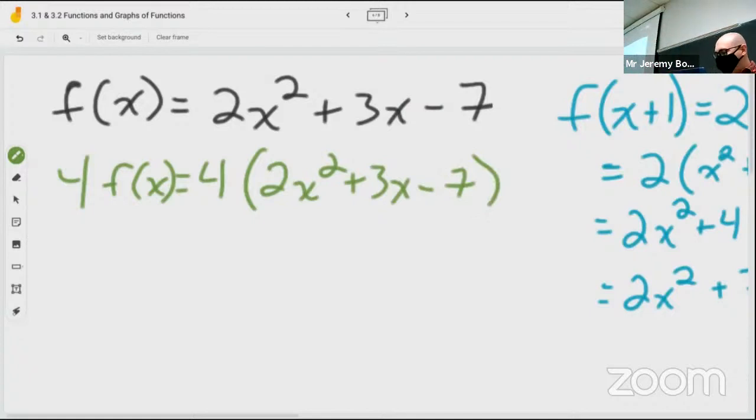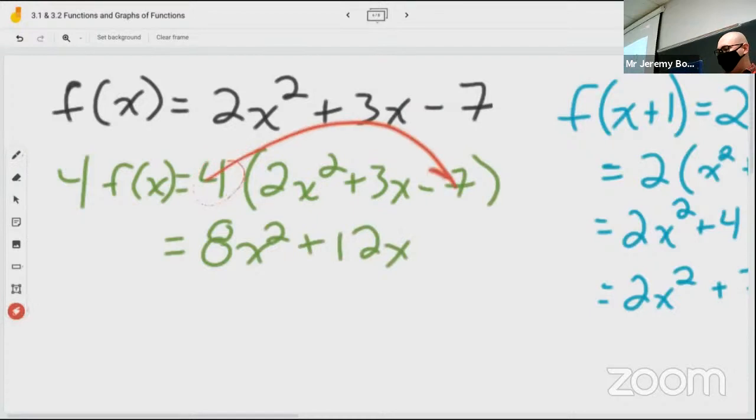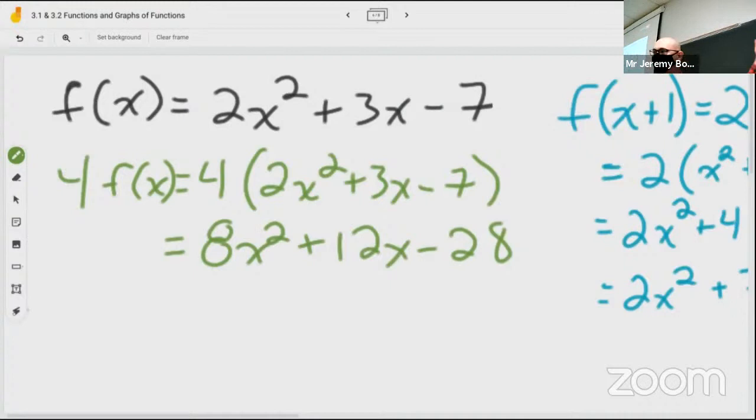And then you just distribute it across. So 4 times the 2x squared gives you 8x squared, 4 times the 3x would be plus 12x, and 4 times the negative 7 would be negative 28. And so that's 4 f of x. It's kind of like when we multiplied the system of linear equations. Remember we did that? It's a similar thing, that we multiplied both sides. This time we're just multiplying functions. But it distributes amongst it.